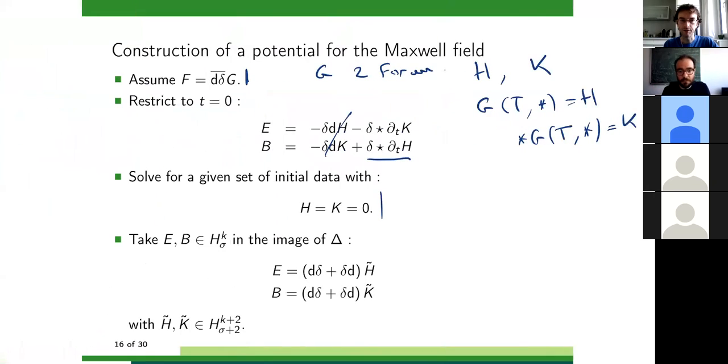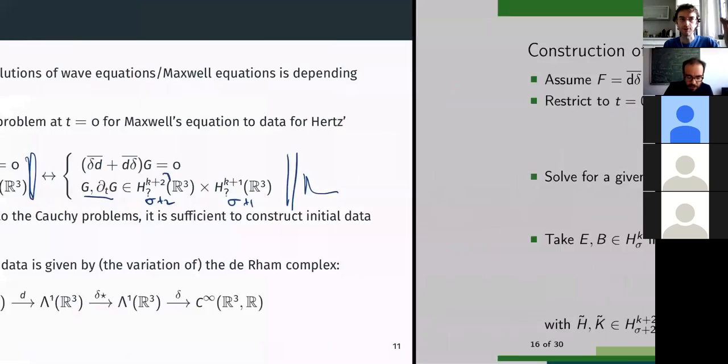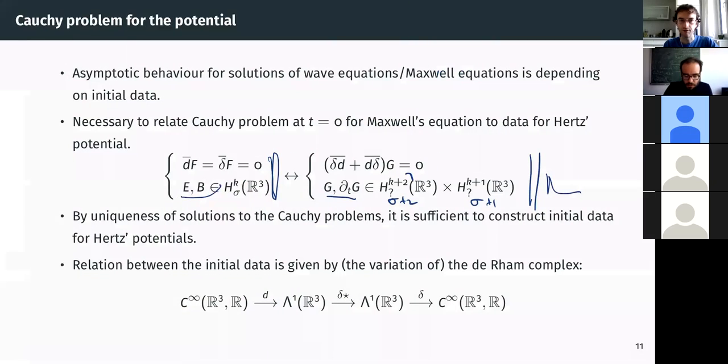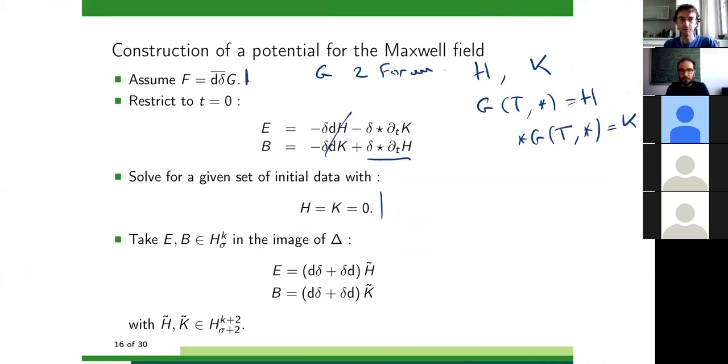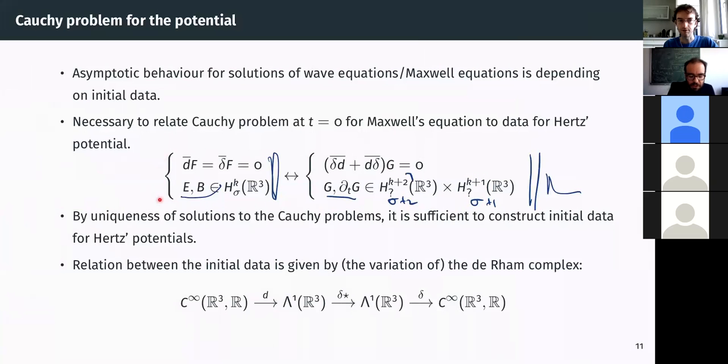Still under the assumption that E and B are living in that space, they are given by this formula where just the time derivatives are not vanishing. The time derivative part of the initial data is non-zero. So just as a simple case here.